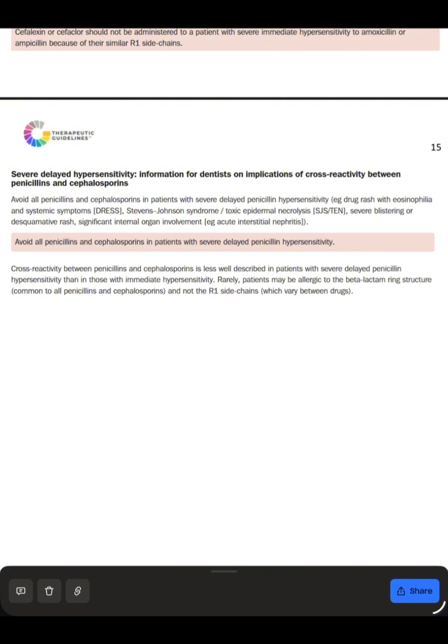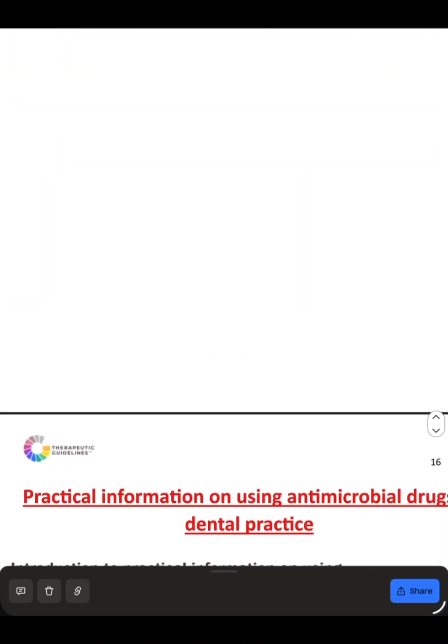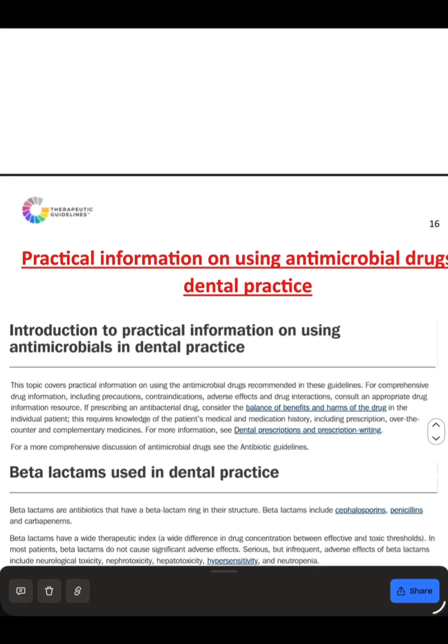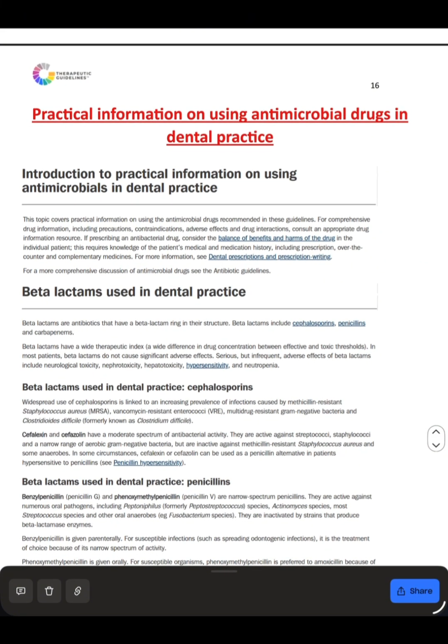Cross-reactivity between penicillin and cephalosporin is less well described in patients with severe delayed penicillin hypersensitivity than in those with immediate hypersensitivity. Rarely, a patient may be allergic to the beta-lactam ring structure common to all penicillin and cephalosporin, and not the R1 side chains, which vary between drugs. So here we ended the topic of cross-reactivity and hypersensitivity. Next, we will read about practical information on using antimicrobial drugs in dental practice.